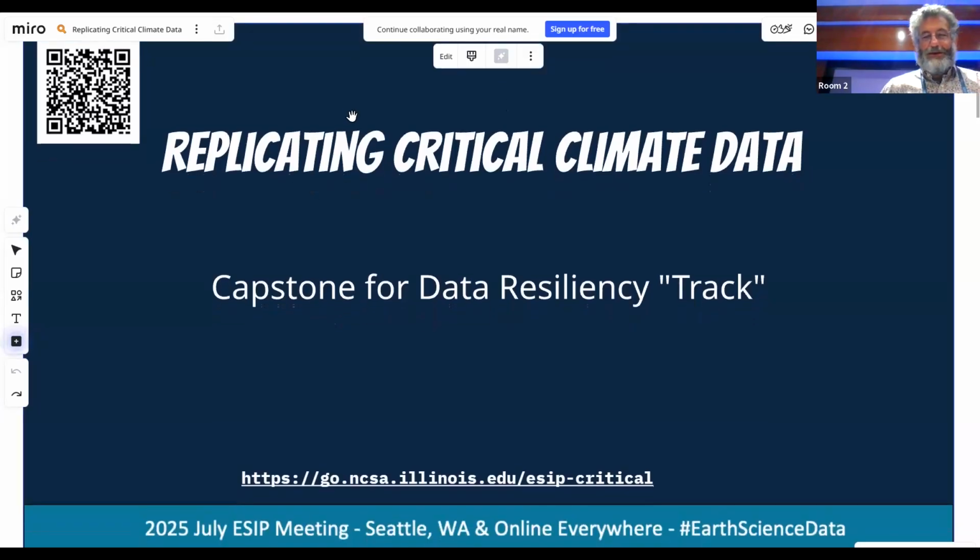PCs. So, we have a Miro board, which is where this is being served from, and really intending for this to be an interactive session, trying to collect all the information and the notes on the Miro board. So the link is here. There's a QR code. I think everyone has enough computing power to use a Miro board. If not, you can share with a friend.